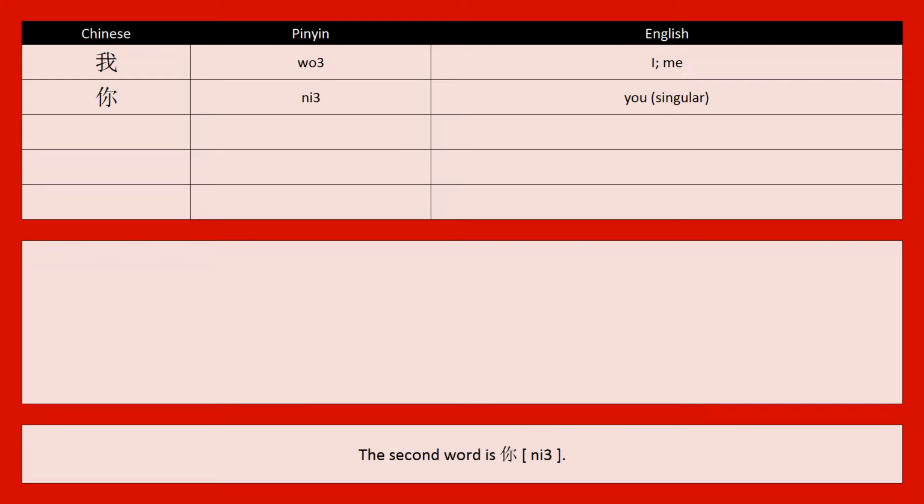The second word is 你. This is the second person singular pronoun you. The pinyin is NI and it's also the third tone. And our third word is 爱. This is the verb to love. The pinyin is AI and it's the 4th tone. The 4th tone starts very high and drops very low.